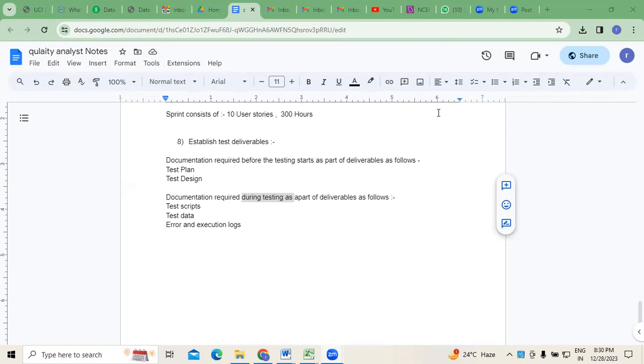So it's not only about the scripting, what we are writing, right? It's the line by line description of every activity represented in the functionality. But it's also important for us to mention the test data, whatever data we are going to present over there. So mentioning the test data is essentially required. Once the test data is concerned, the next is error and execution logs.